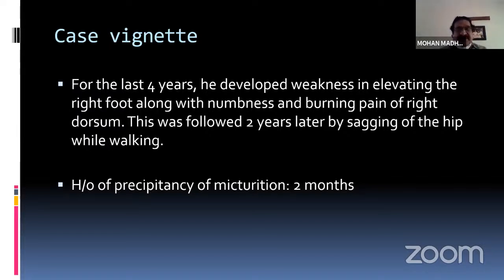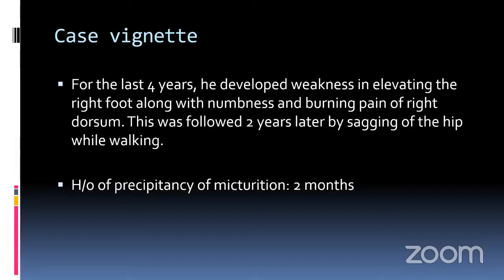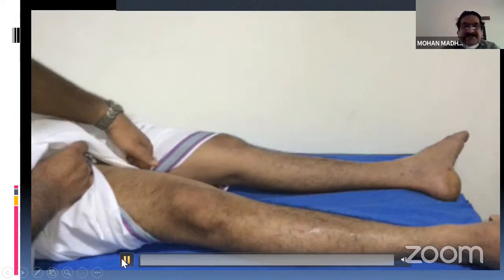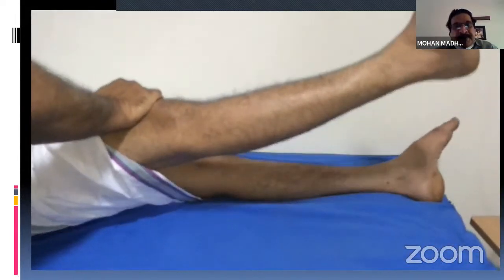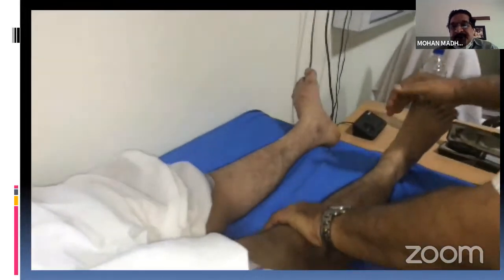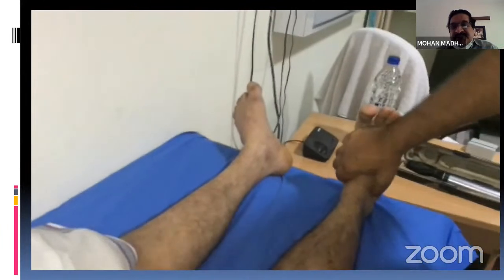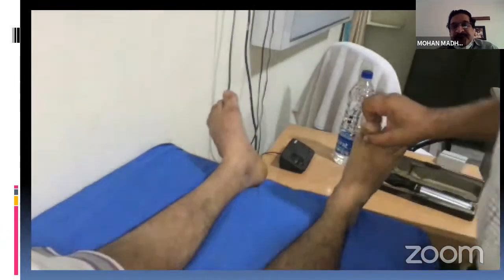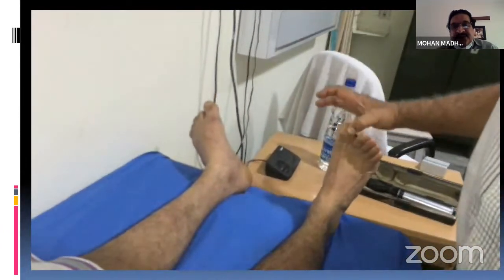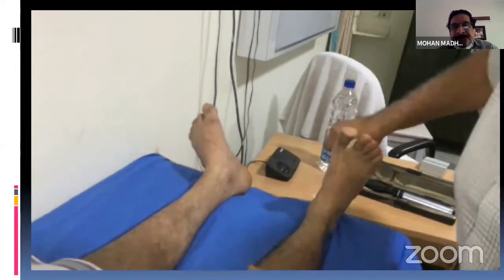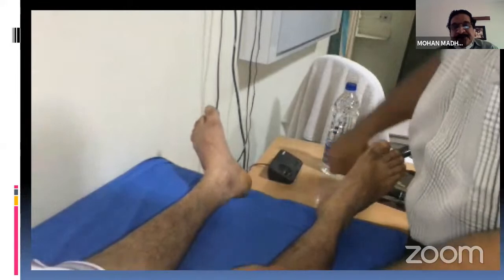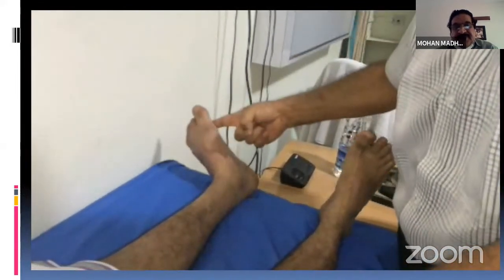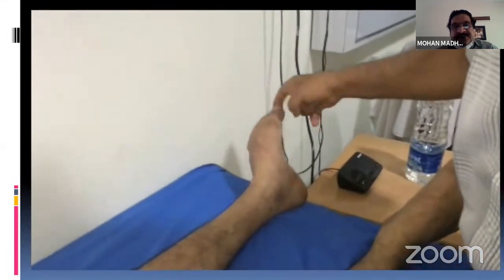Let us see the patient. On examination, hip flexion is normal. Knee extension is normal. Dorsiflexion is slightly weak on the right side, but grossly weak on the left side. Plantar flexion is also weak on the right side, and the left is also grossly weak.